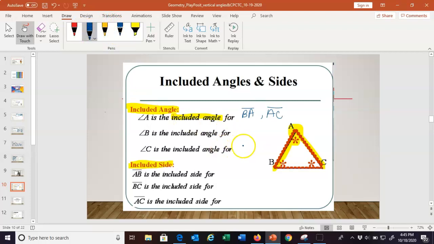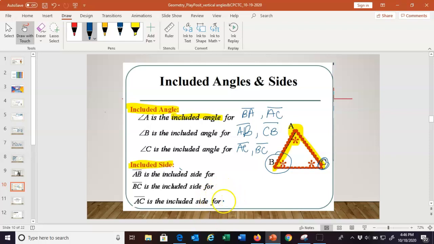So let's see, angle B is the included angle for what two sides meet to make that angle. We can write AB if we want. Remember, you could also write BA. Doesn't really matter. And this side, right? CB or BC. Those two side lengths form angle B. So those are the two sides that have the included angle B. And lastly, angle C would be AC and BC, right? Those are the two sides that form angle C. You can kind of go the other way.